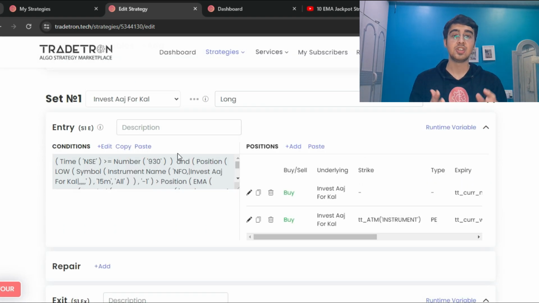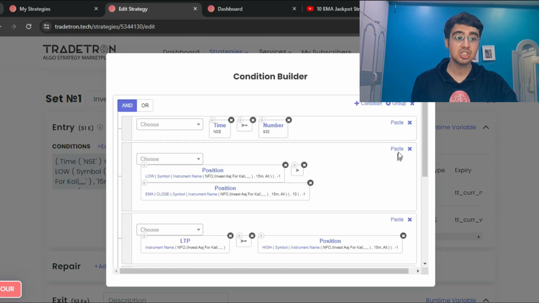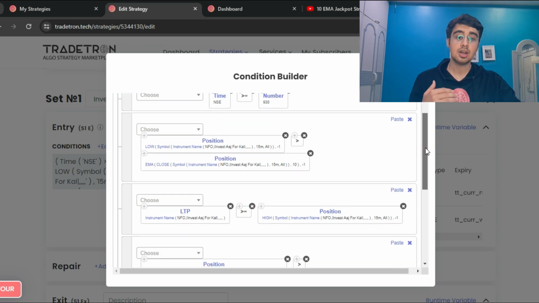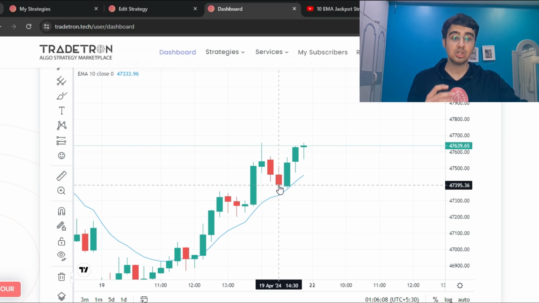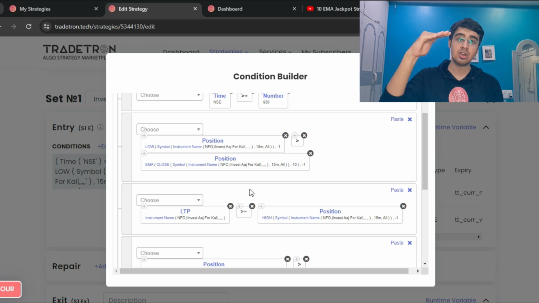Now for set 1, which is my long set, I am doing a couple of checks. My first check is that time has to be more than 9:30, that one candle of data has to be there, and I want to check if the low of that particular candle is more than the EMA line. So if the low is here and the EMA line is here, there has to be some difference between the two lines, which is why my signal will become true. That difference is captured in this particular condition.